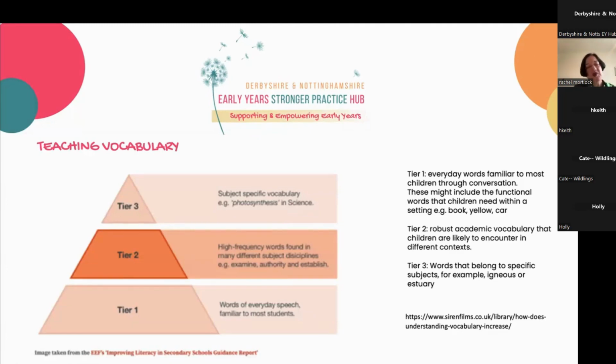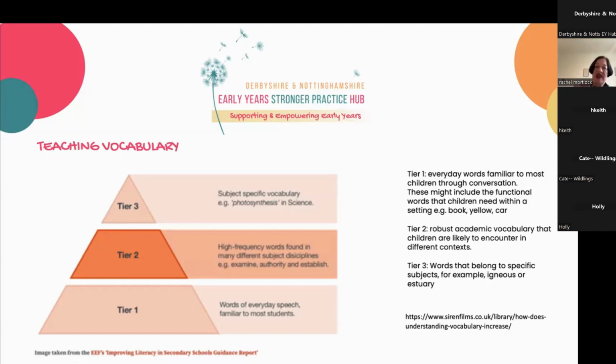And I don't know, you might be familiar with this, but this is old research which has come very much back to the front now, but it talks about children needing to have tier 1, tier 2 and tier 3 vocabulary. So tier 1 vocabulary is everyday words familiar to conversation. And I always taught them about being functional words that children might need to have and be able to use. So yellow and car as part of that. And some children will be at the age where they need to develop that functional vocabulary.